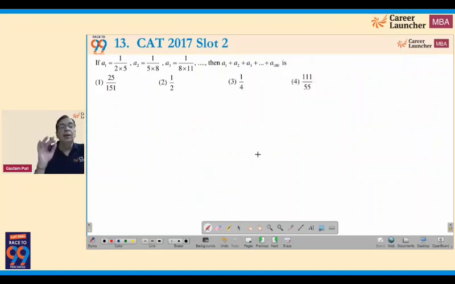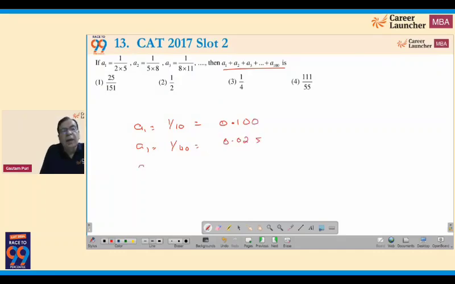Okay. Now let's look at this question. A1, A2, A3 are given and we want the sum of the first 100 terms. Now please tell me, is this not a reducing series? After all, what is A1? A1 is 1 by 10. A2? 1 by 40. 1 by 4 is 0.25, so 0.025. A3, sorry. This was A1, A2, A3.